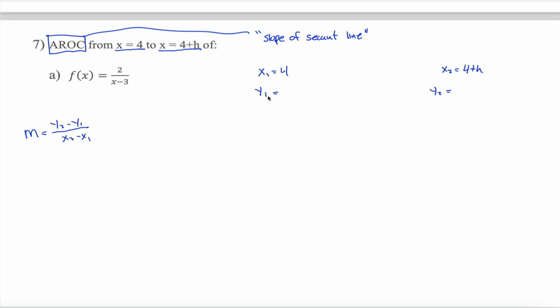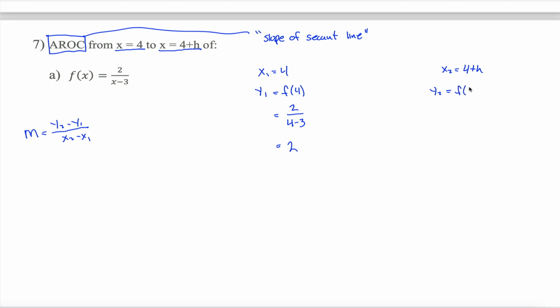If x1 is 4, I can figure out y1 by putting 4 into this machine, by evaluating f of 4. f of 4 is easy enough, just copy exactly what you see written here, except you change all the x's into 4's. So I get 2 divided by 4 minus 3. I get 2 divided by 1, I get 2. y1 is equal to 2. x1 is equal to 4. x2 is equal to 4 plus h. All that's left is to figure out y2. y2 is just what comes out of this machine when you put x2 into it.